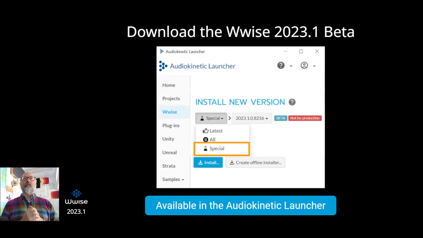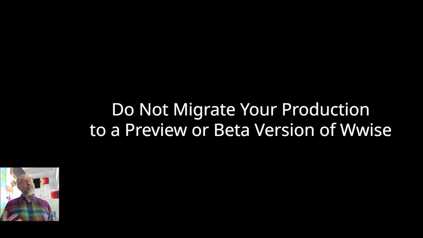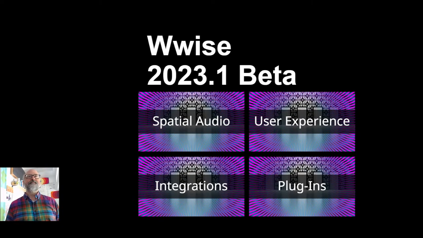So I invite you to download the 23.1 beta directly through the Audiokinetic launcher. After logging in from the Wwise tab, you'll find a special category that presents the beta for installation. And a reminder, because this is an early version of the eventual full release, it's important that you don't migrate your production to the beta. Make a copy offline, create a branch, spin up a new project to test the features, but don't transition your development to a beta or preview version.